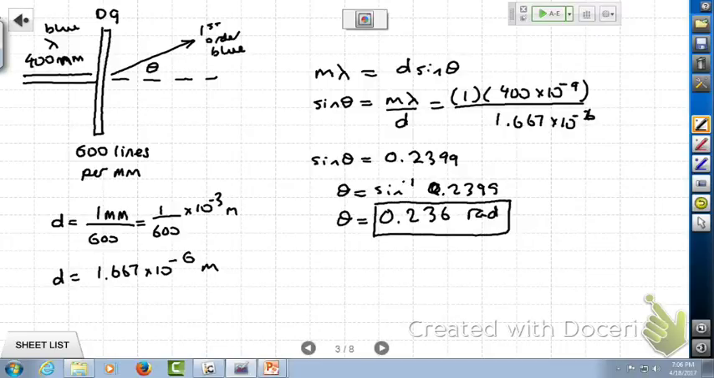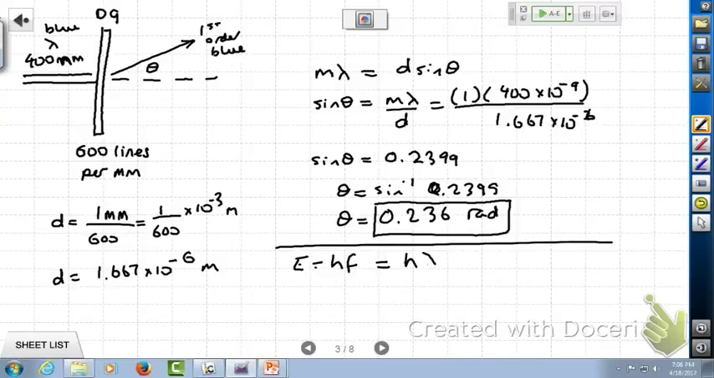That's how those spectrometers work. Now, added bit. E equals hf, which equals h lambda over c. E for this light is equal to h. Anybody remember what Planck's constant was? 6.626 times 10 to the -34.